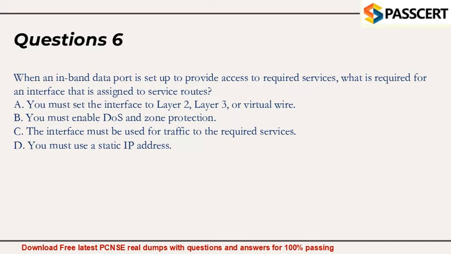Question 6. When an in-band data port is set up to provide access to required services, what is required for an interface that is assigned to service routes? A. You must set the interface to Layer 2, Layer 3, or virtual wire. B. You must enable DoS and zone protection. C. The interface must be used for traffic to the required services. D. You must use a static IP address. Answer: D.